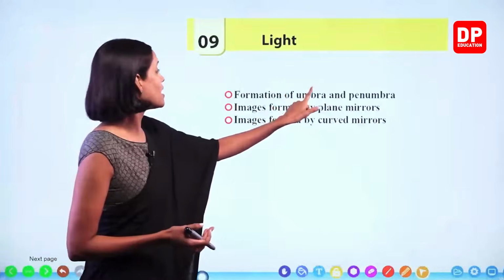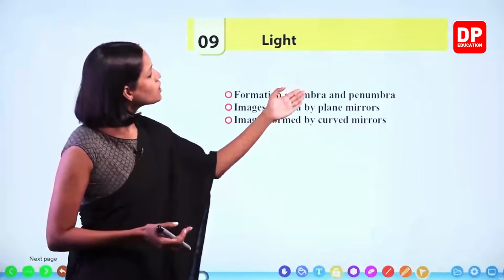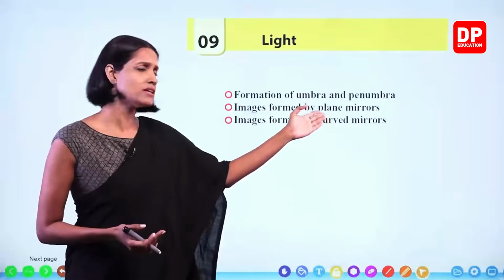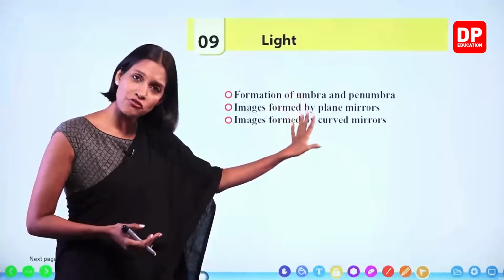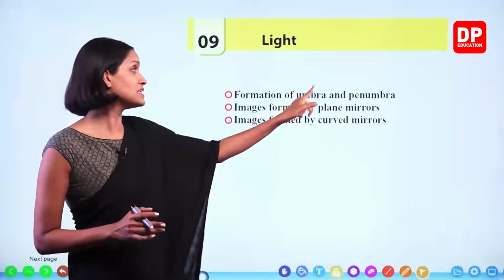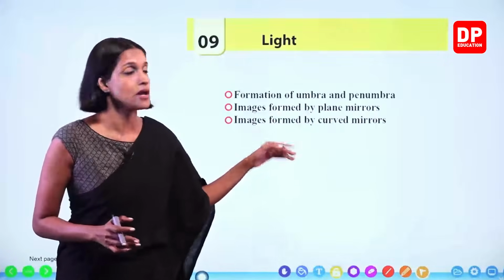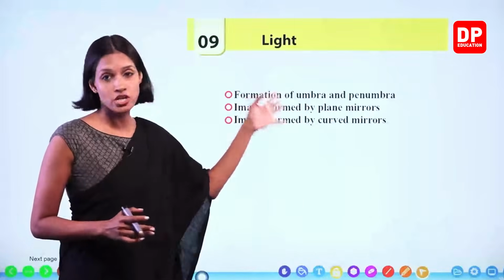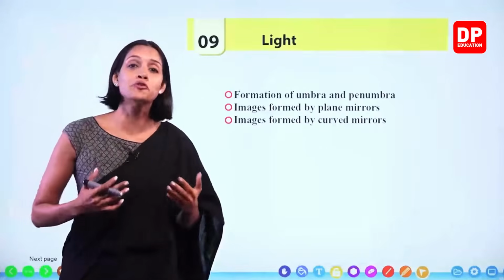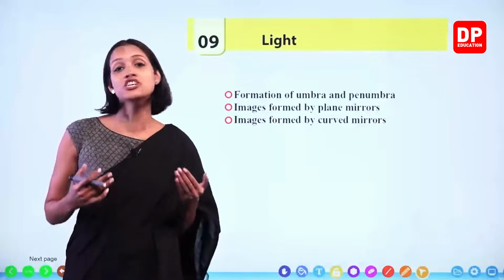Formation of umbra and penumbra. Now, are you familiar with these terms, umbra and penumbra, children? Some of you might have heard of these terms, but I'm sure most of you are not familiar with these terms, umbra and penumbra. Umbra means shadows. So under this first topic, we are going to learn about the formation of shadows and the nature of shadows.